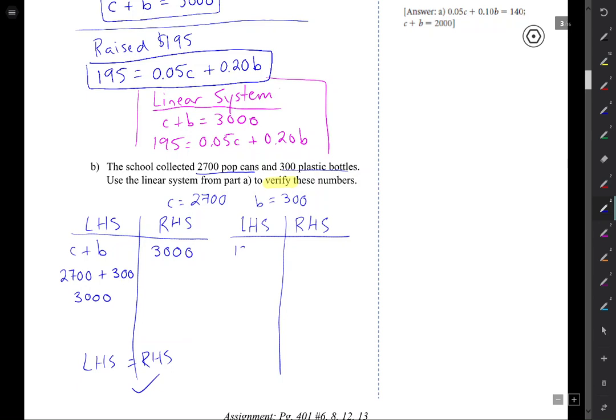Now we have 195 on one side, and then we have 0.05 C plus 0.20 B. And we need to plug in these numbers. Now, I wouldn't give you numbers like this on a test necessarily. These are pretty big numbers to calculate in your head. So if you need to use a calculator for this one, that is a-okay. If we were to plug this into a calculator, you will get 135 plus 60, which is 195. So again, the left-hand side is equal to the right-hand side, and we verified that this is correct.